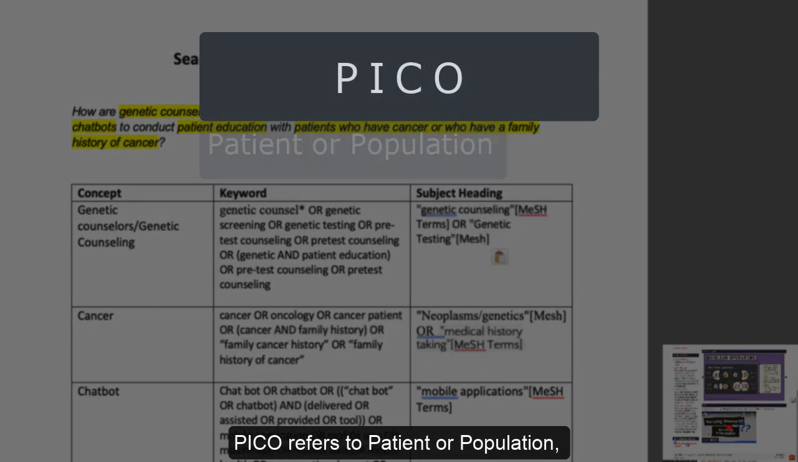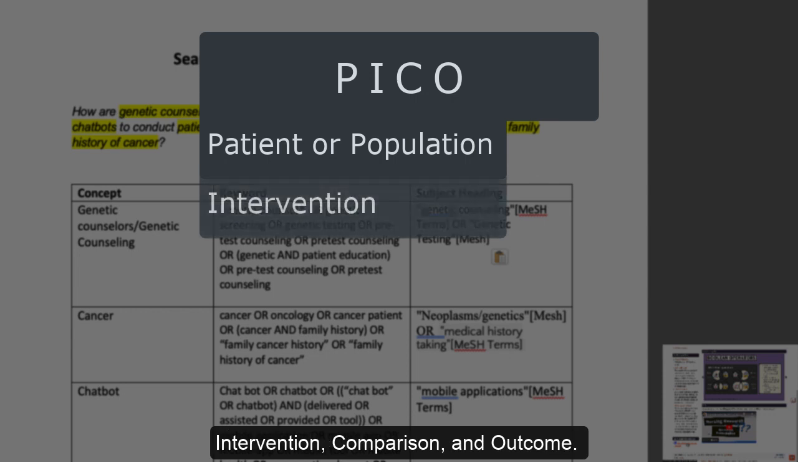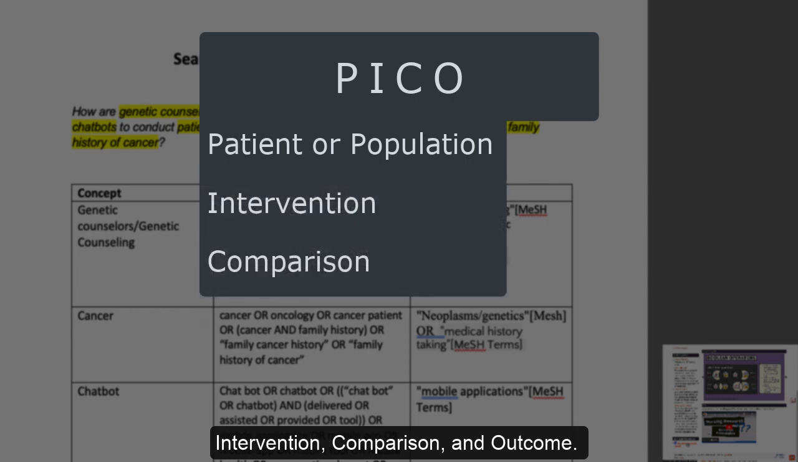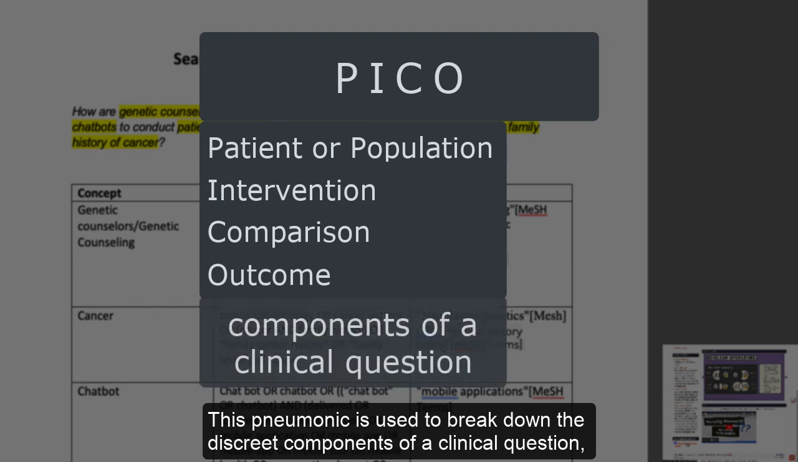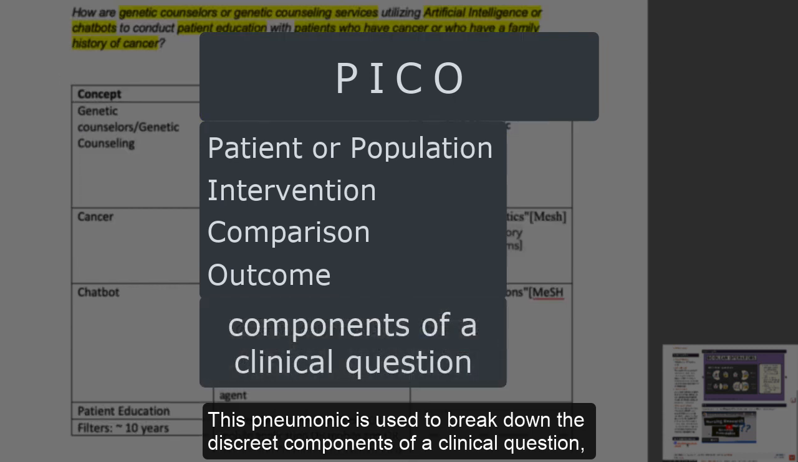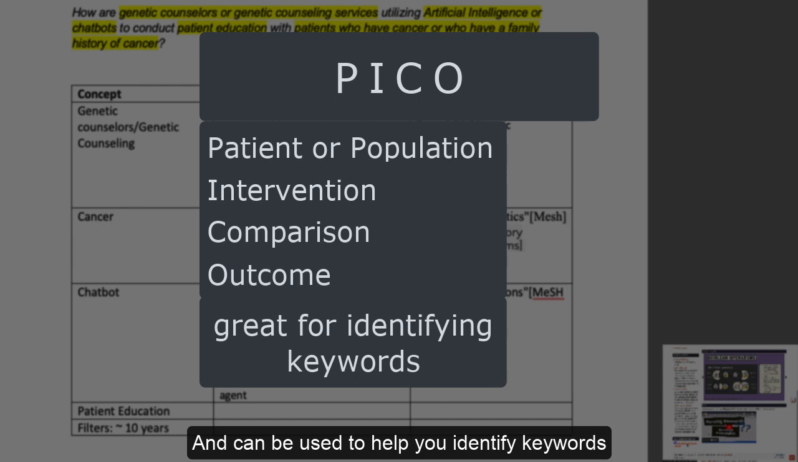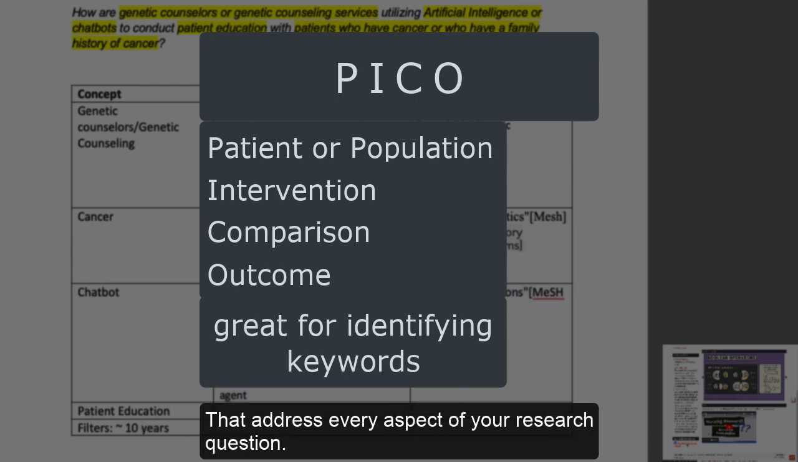PICO refers to patient or population, intervention, comparison, and outcome. This mnemonic is used to break down the discrete components of a clinical question and can be used to help you identify keywords that address every aspect of your research question.